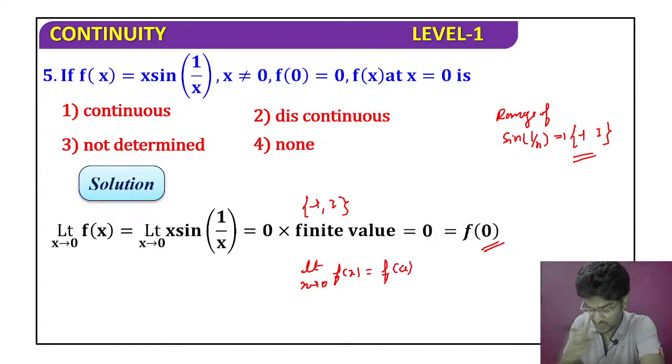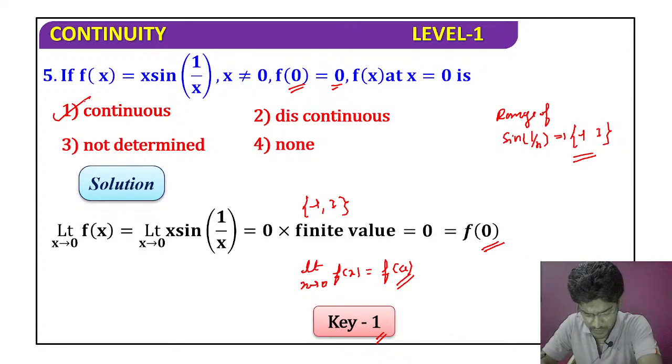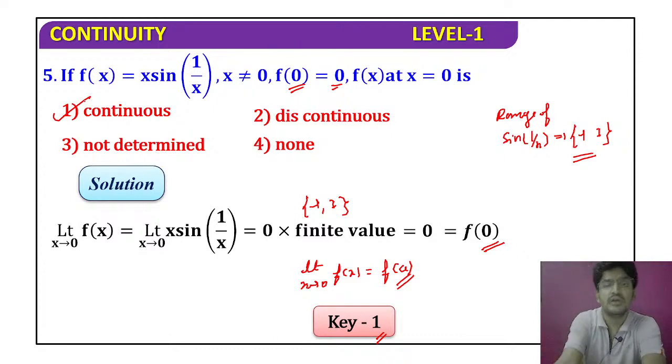Suppose if we come through this, see here, f of 0 is also 0, and f of a is also 0. Therefore this is continuous. Okay, that is option 1. Very good. So most of you have given the right answer. Very nice.